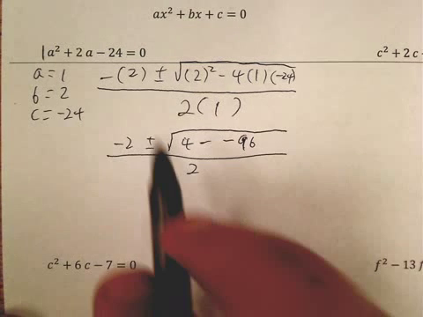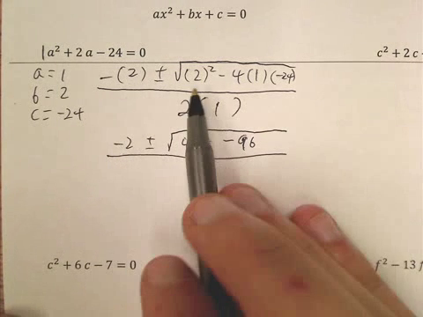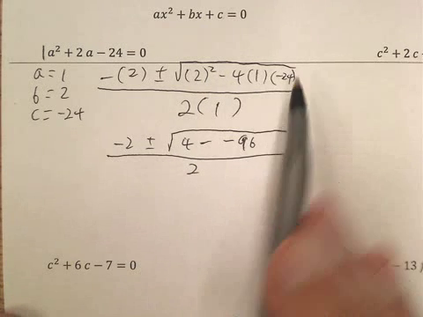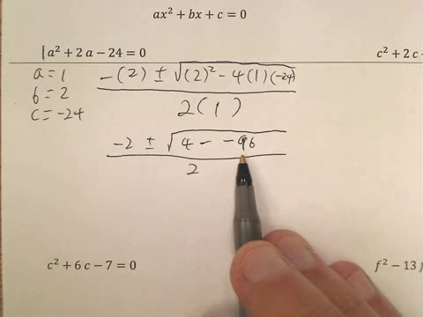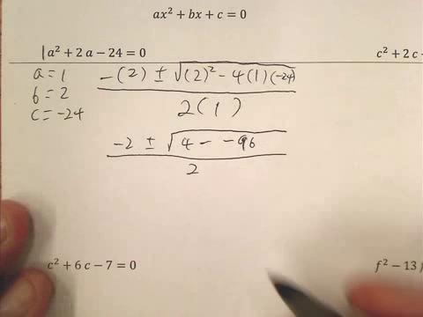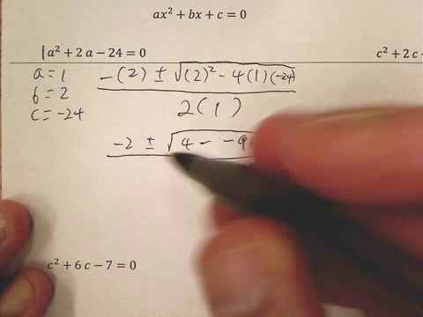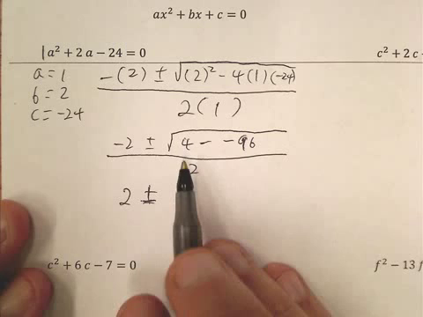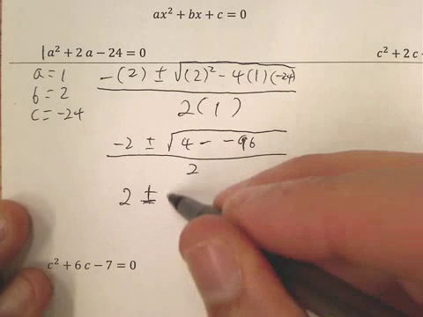Okay, so I'm kind of working on each part. The negative 2, that became a 2. 2 to the second power, 2 times 2 is 4. 4 times 1 times negative 24 is negative 96. Okay, so finally, I have 2 plus or minus, well, 4 minus a negative 96, that's 100.